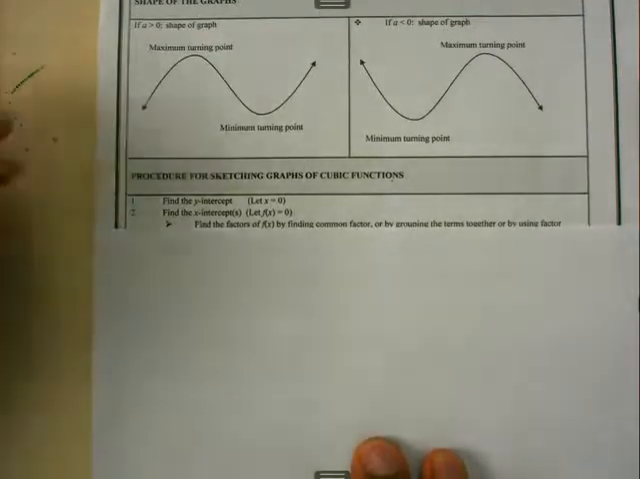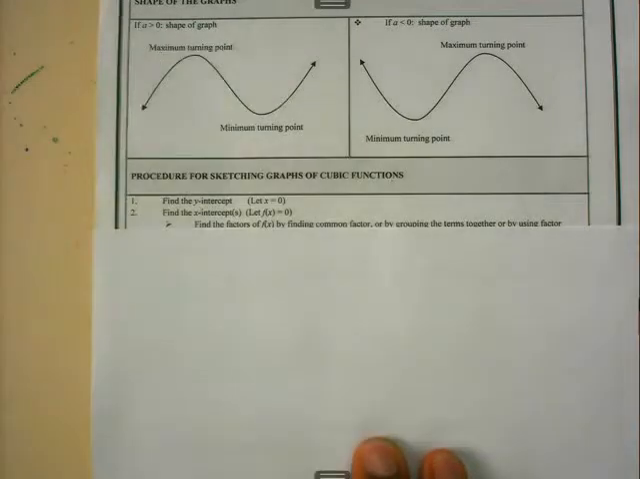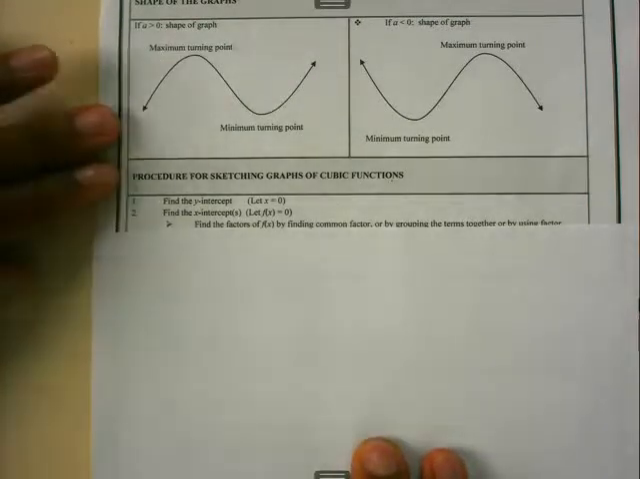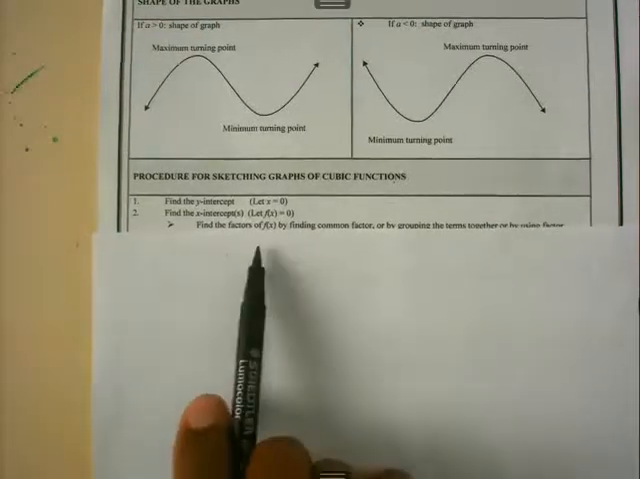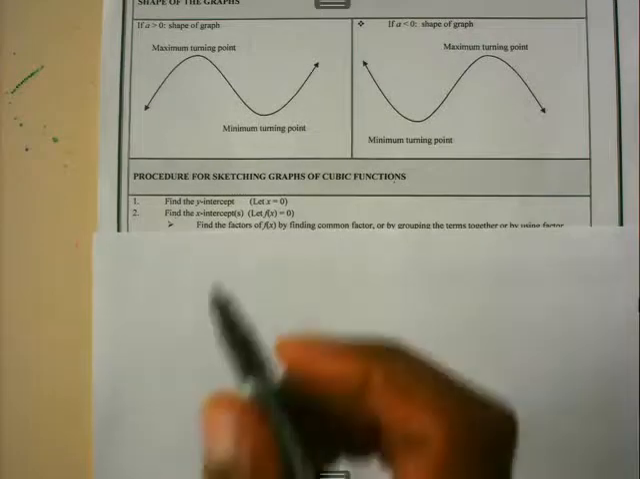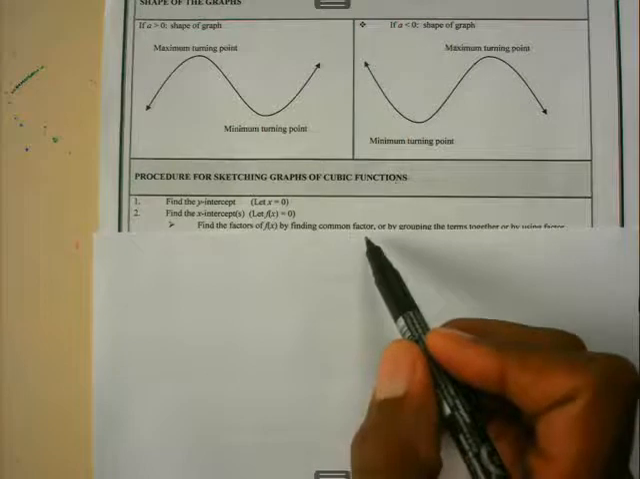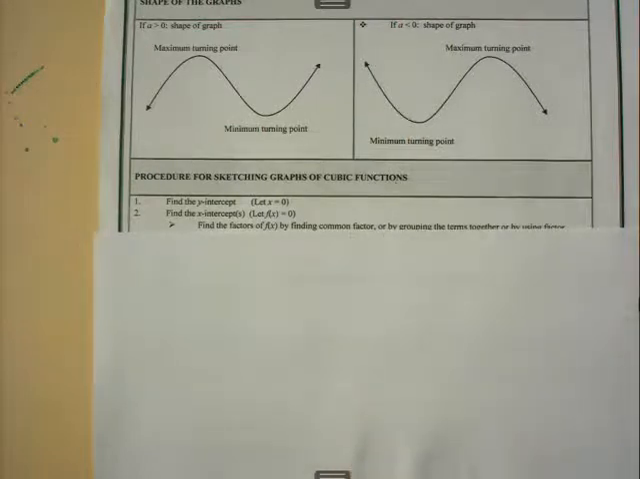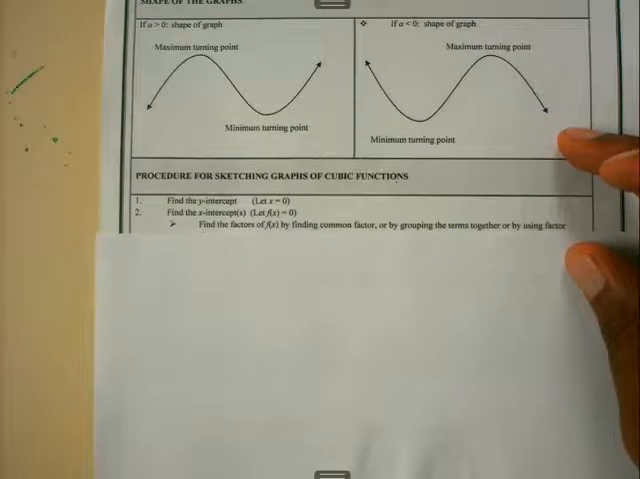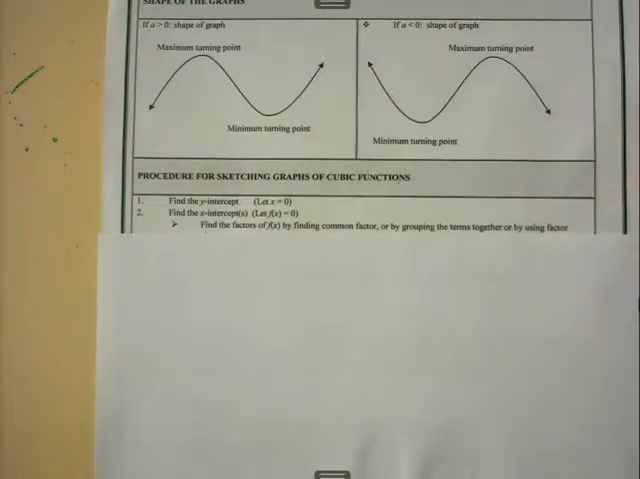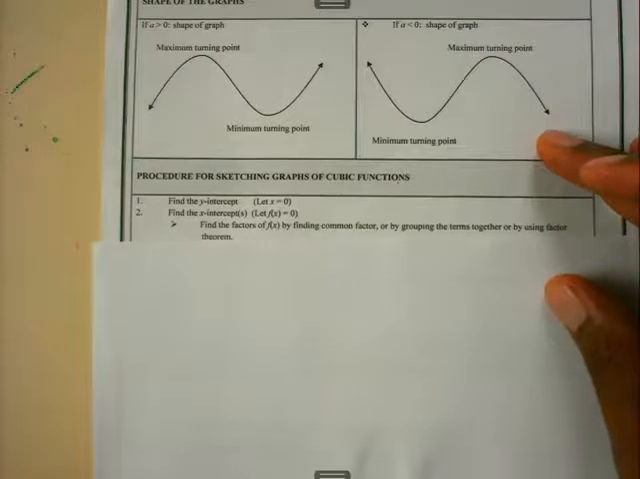Now this one is very important. Remember, we are dealing with the cubic function. When you solve for x, when you find the x-intercept, first you must find the factors of f of x, by finding the common factor. Always remember, we say the same thing with the quadratic equation: finding the common factor first, or if possible, by grouping the terms together. There are 4 terms. If you group two and two together, sometimes you are able to take out a common factor. If that doesn't work, you'll have to use the factor theorem.